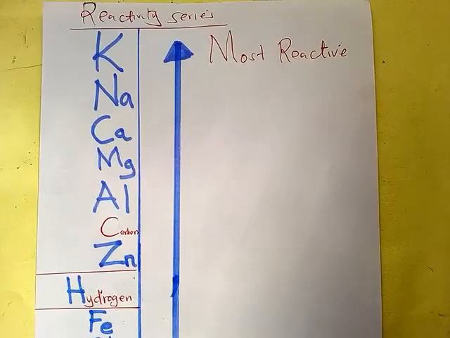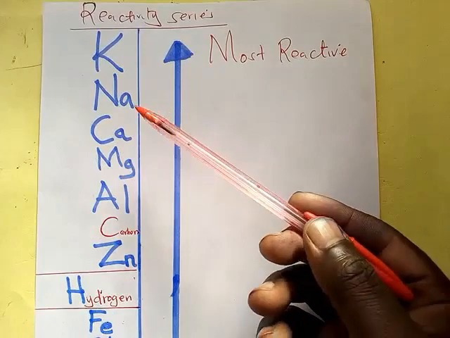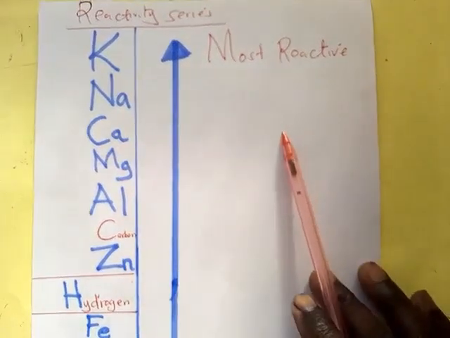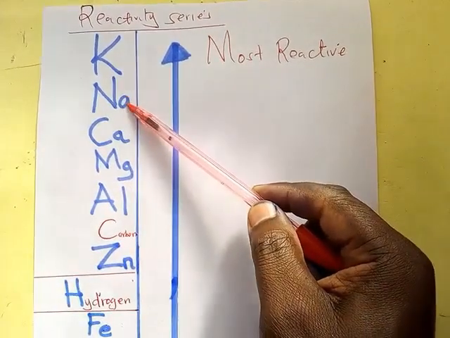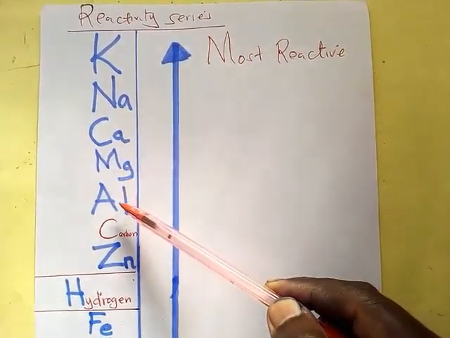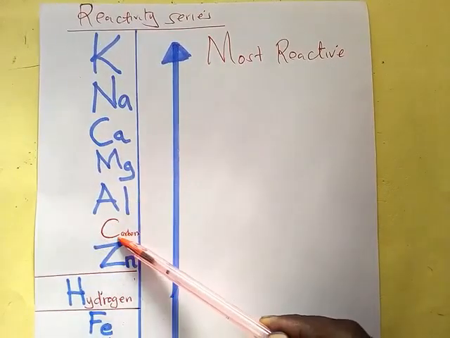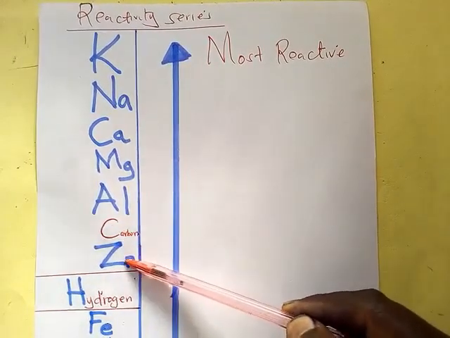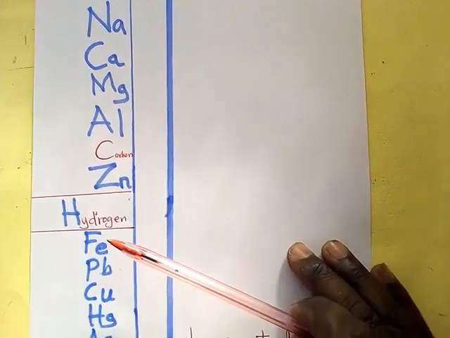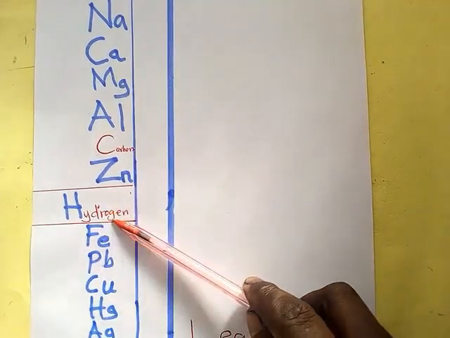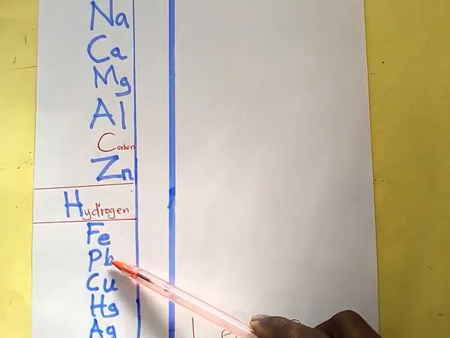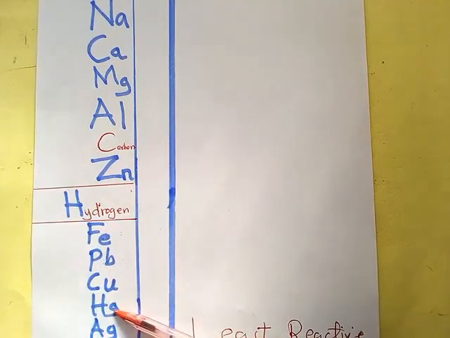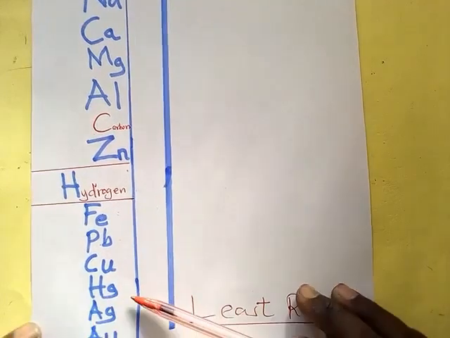So before we embark on answering the questions, I want you to understand something in the reactivity series. In the reactivity series, we have potassium as the most reactive metal, followed by sodium, calcium, magnesium, aluminium. Then we have a non-metal, carbon. So carbon is more reactive than zinc. And then my concern is hydrogen. Hydrogen is more reactive than iron, lead, copper, mercury, silver, and gold.